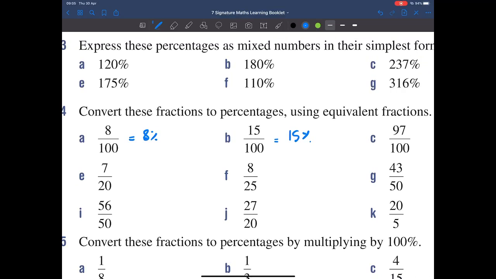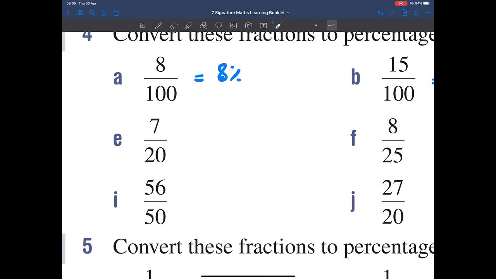Here, let's go to E. E's a bit different. The whole point of E is to show you that there are fractions where the bottom number isn't actually 100. So what we do is we use either multiplying tricks or dividing tricks to turn this number into 100.